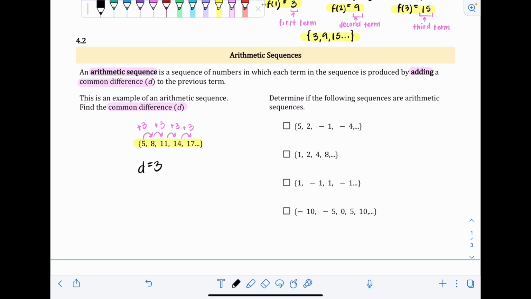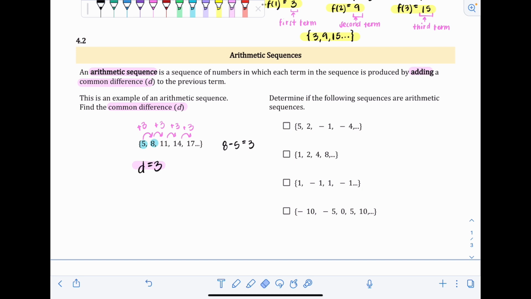If it looked like we were subtracting a number each time, d would be negative, that's okay. If you ever have funky numbers to deal with, you can always take one term and subtract the term before it to get d. So if I use the 5 and the 8, I would subtract the one in front minus the one behind. So 8 minus 5 would be 3, and that would be another way of getting the common difference as well. But you only really need that if you can't tell what you need to add to get to the next term. Okay, so d is the common difference, it's 3.